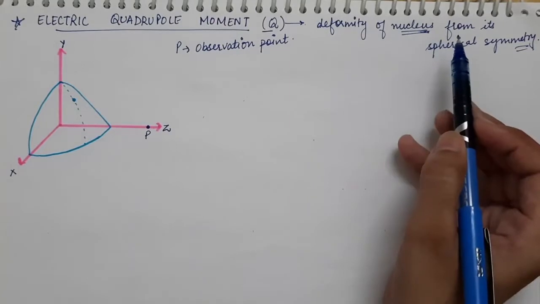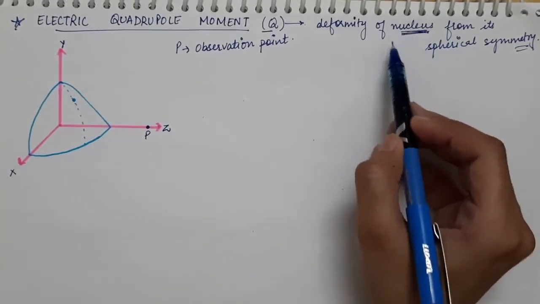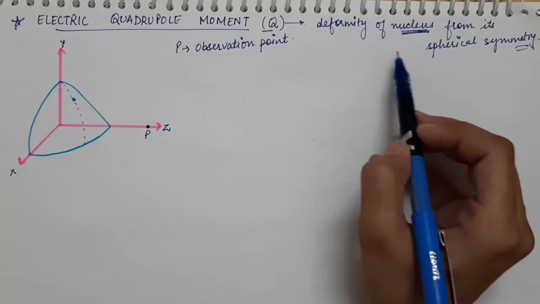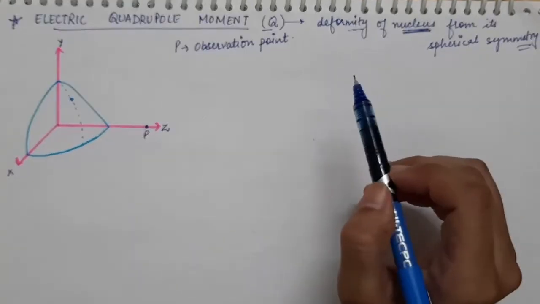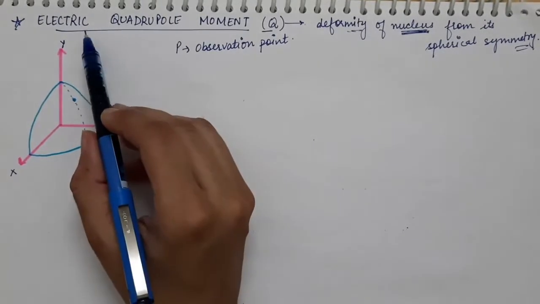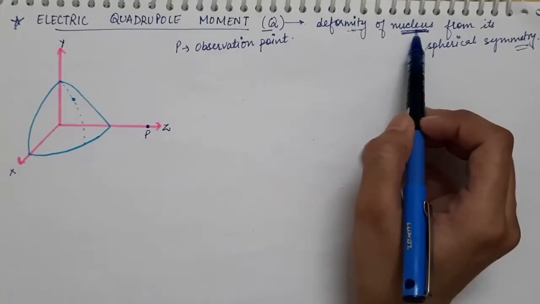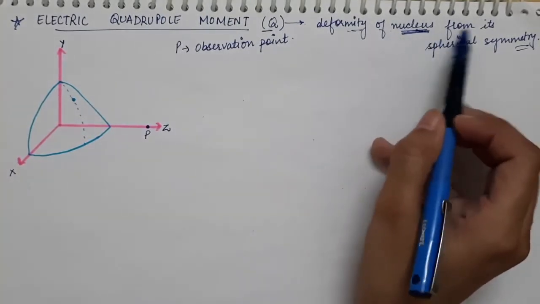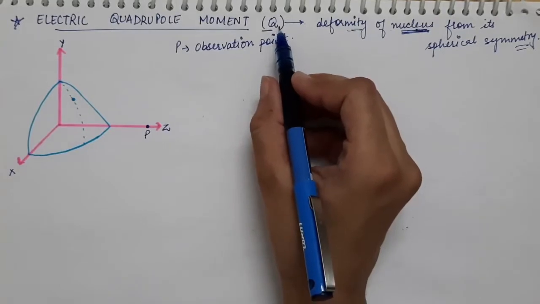nucleus is almost spherical in shape, but in reality the nucleus is not a spherical body, but is slightly different, or it can be deformed from its spherical shape. So this quantity, electric quadrupole moment, will measure the deformity of the nucleus, or the shape of nucleus from its spherical shape, and it is generally denoted by capital Q.